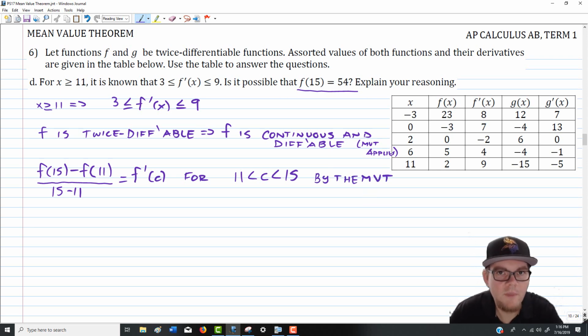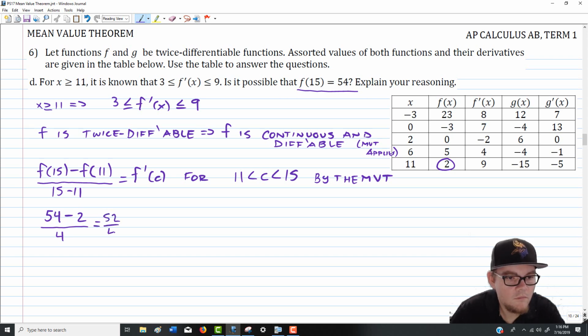Okay, and again, this is all kind of speculative. I'm just pulling things together, but there's my thought. So we have a continuous and differentiable function. That means the average rate of change is equal to the derivative for some x value between 11 and 15. So let's go with that. f of 15, they told us that's 54. We're considering the possibility. f of 11 is 2. And this is all over 4. So that means 52 over 4, which is 13. So what we just found is that the average rate of change is 13 on that interval if f of 15 is 54.